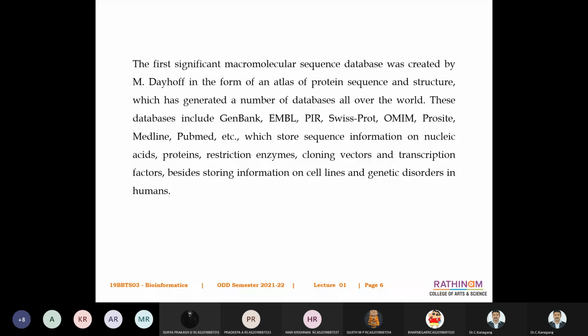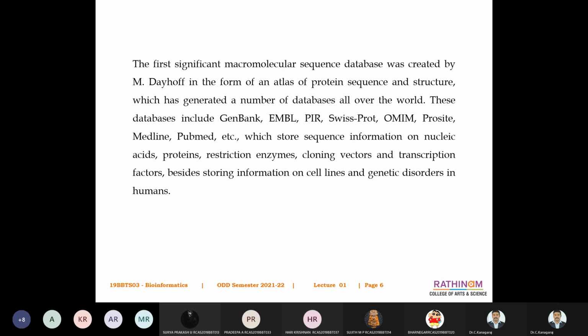The first significant macromolecular sequence database was created by Dayhoff, in the form of the Atlas of Protein Sequence and Structure, which has generated a number of databases all over the world. First sequence database create பண்ணது Dayhoff. For the macromolecules, it's the protein molecules. Protein molecules தான் first database create பண்ணாங்க. So nowadays the number of databases available in GenBank. GenBank அப்படின்னா sequencing bank. So நம்ம sequence பண்ணக்கூடிய DNAs எல்லாமே you are going to keep it in the GenBank.